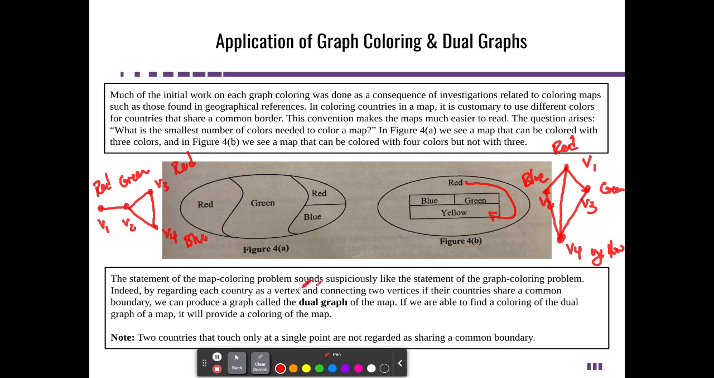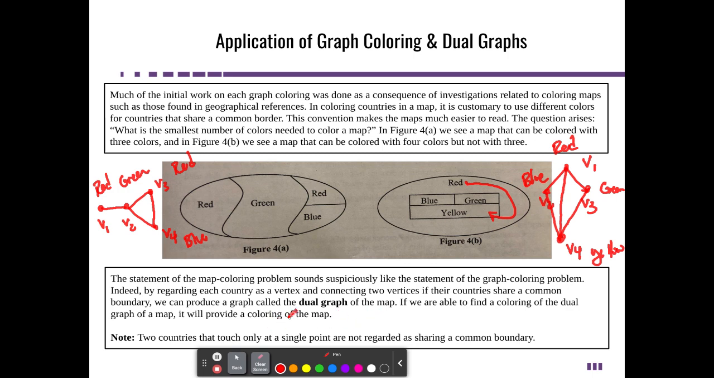So the statement of the map coloring problem sounds suspiciously like the statement of graph coloring problems. Indeed, by regarding each country as a vertex and connecting two vertices if their countries share a common boundary, we can produce a graph called a dual graph of the map. If we're able to find a coloring of the dual map, it will provide a coloring of the map.